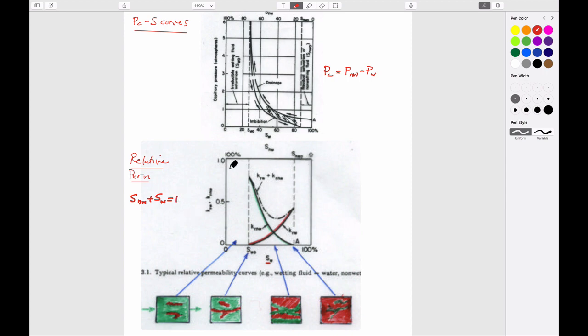The converse behavior is if you fill up with the non-wetting fluid. So 100% water means there's no room for anything else, for the non-wetting. 80% water means there's 20% of the non-wetting available. So these define both capillary pressure and relative permeability. And we have relative permeability for the wetting and relative permeability for the non-wetting. These always vary between 0 and 1.